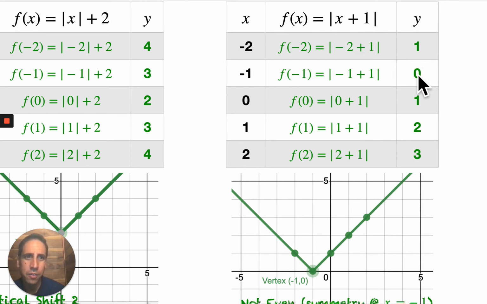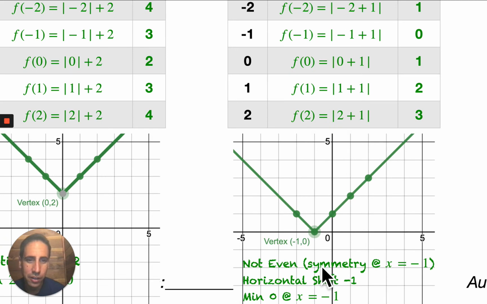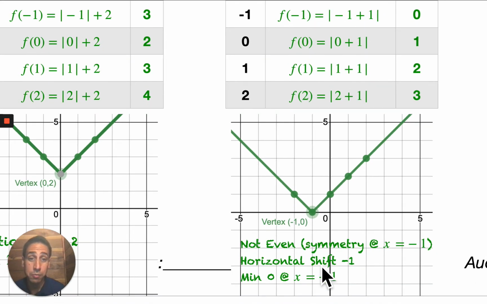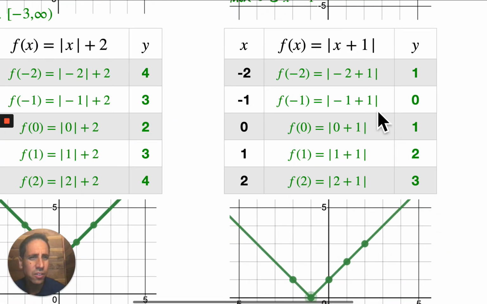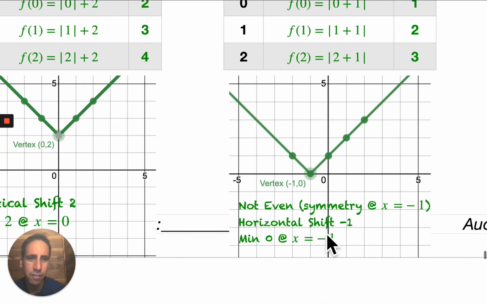It looks like the 0 value has been shifted to the left. You can see it on the graph. It's over here. The vertex is now -1, 0. It's no longer even because it doesn't have y-axis symmetry. Although the symmetry is present, it's just shifted. It's over along the line x equals -1. Well, let's call this a horizontal shift of -1 because, wow, that's really strange because I see a +1 here, and it turns out that all these properties have -1. So that's a horizontal shift of -1. It has a minimum y value of 0 at x equals -1 right here.